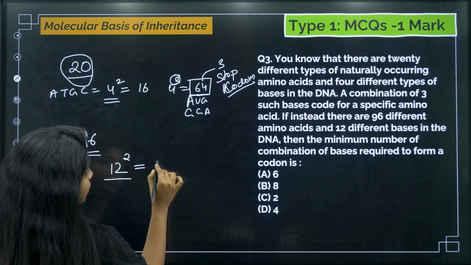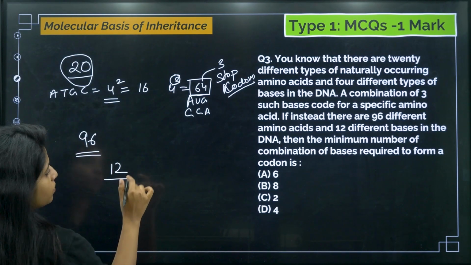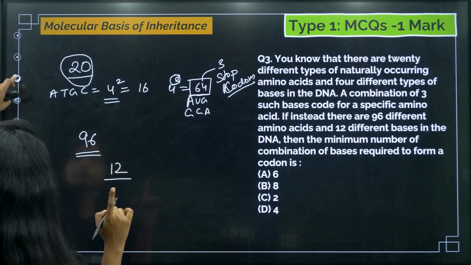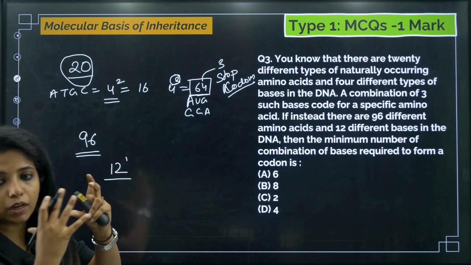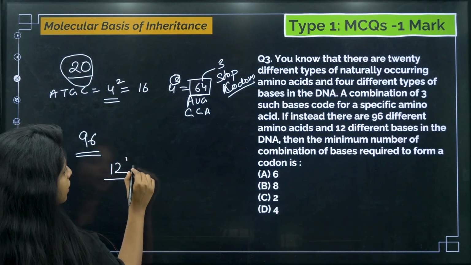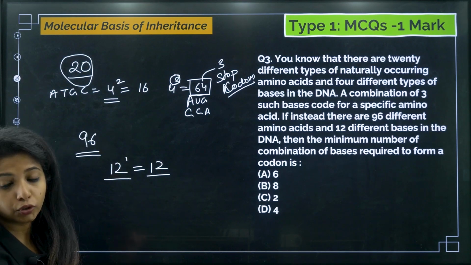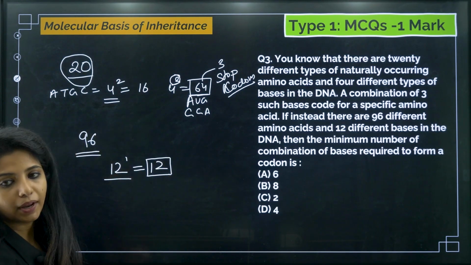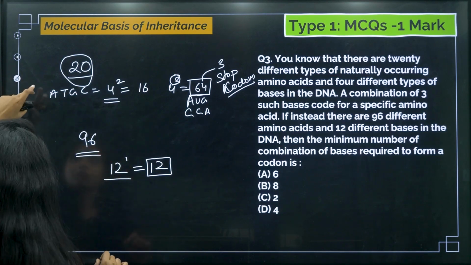If they are coming alone, if there are 12 bases coming together in different combinations, in that case I will be getting only 12 amino acids. But how many of them do I need? 96. So obviously this is not possible.